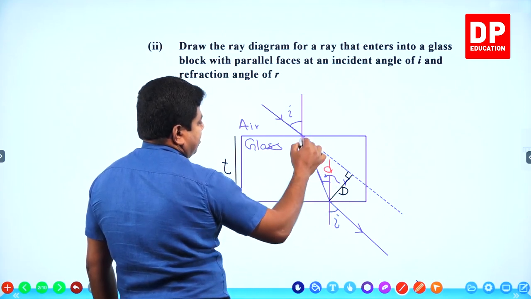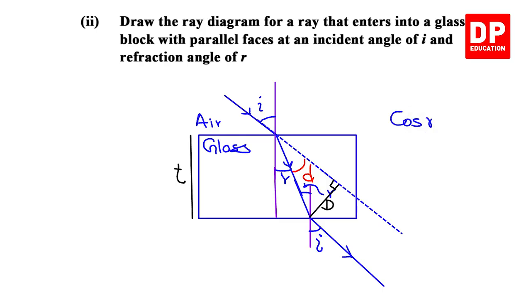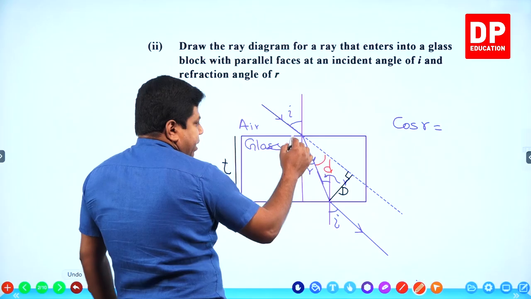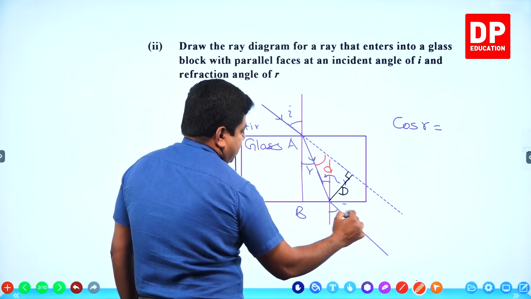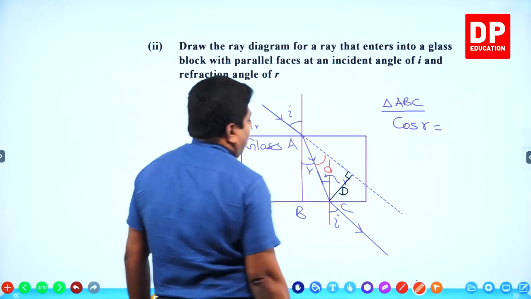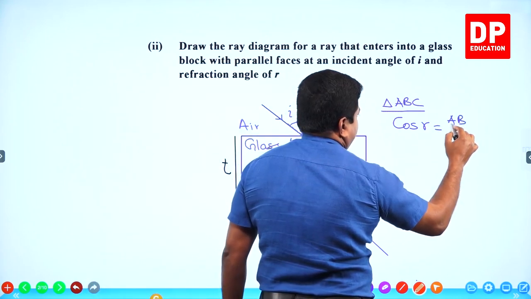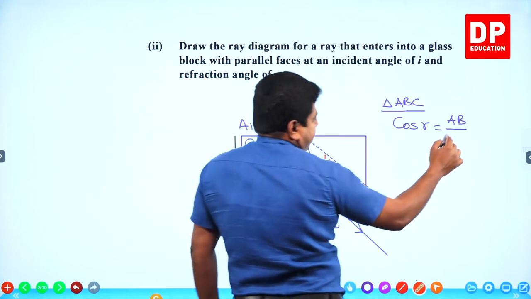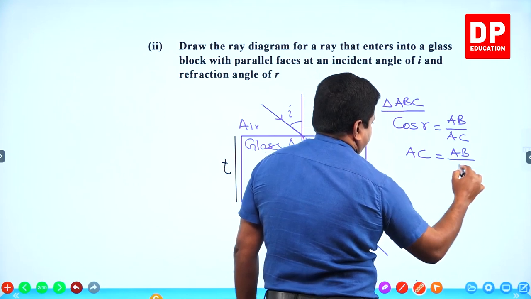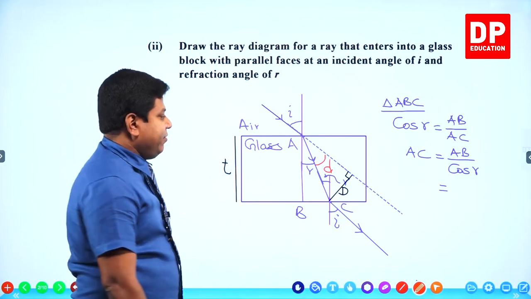Then I can find this side. If I write cos R, look at this. Cos R will be in this triangle. If you want, we can name it A, B, C. In triangle A, B, C, cos R will be AB divided by AC. From this, you get AC equals AB divided by cos R. AB is the thickness, which I took as T. So AC is T divided by cos R.